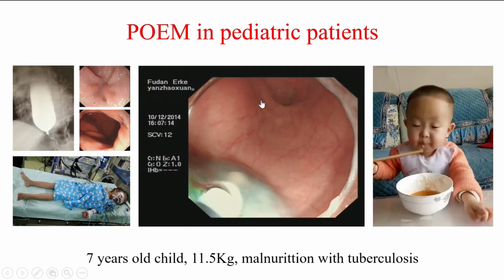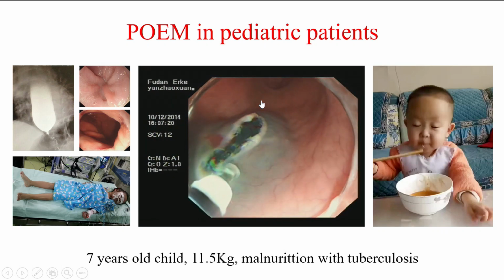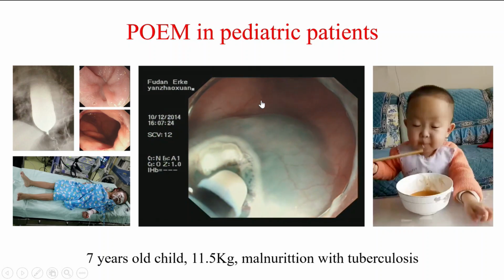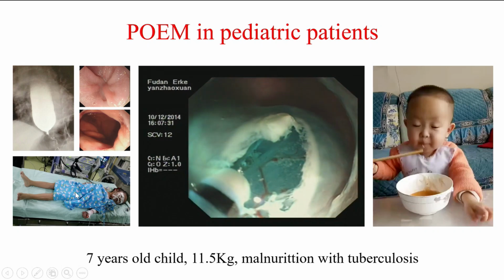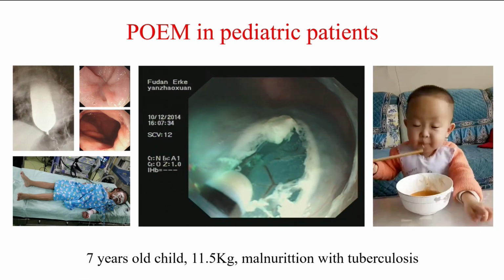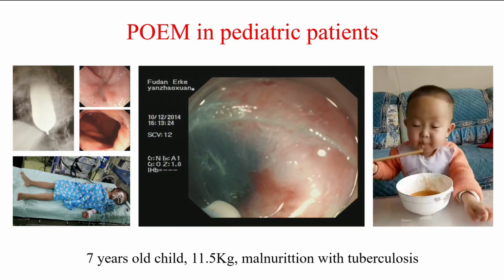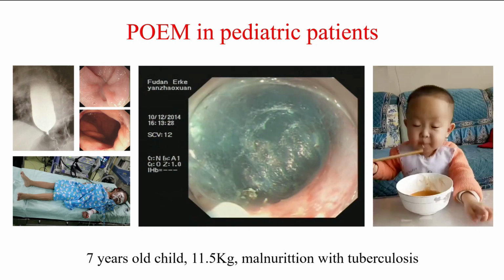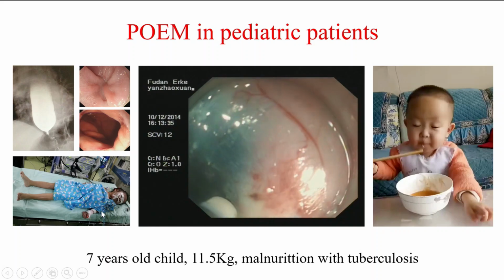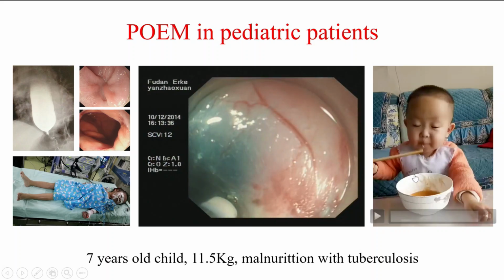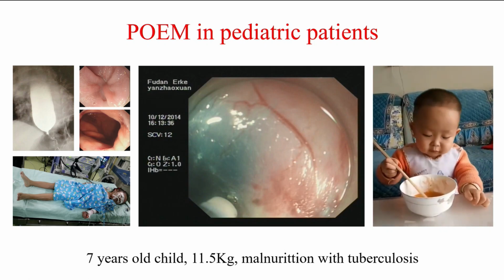So in adults, we can perform POEM for many patients, but how about POEM in pediatric patients? In Shanghai, we first performed such procedures in pediatric patients. This patient was 7 years old, and the body weight was only 11.5 kilograms. The patient was diagnosed with malnutrition and achalasia. After the POEM procedure for this young patient, the patient recovered very well and gained body weight. After the POEM, he can drink and eat everything.